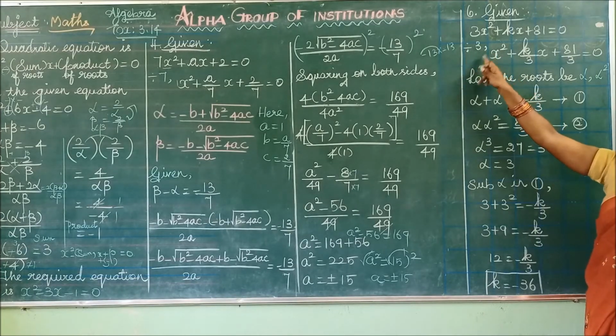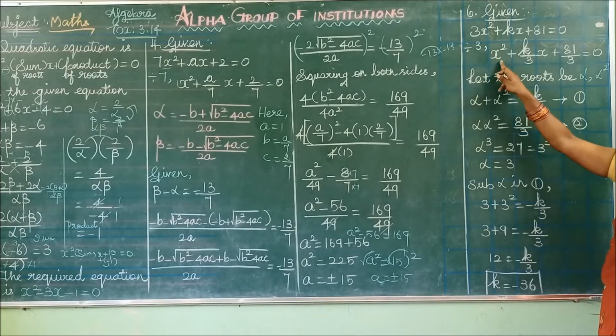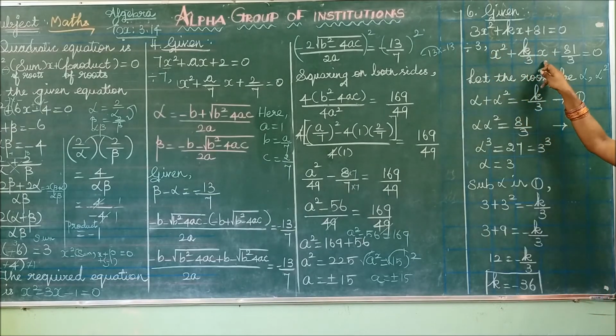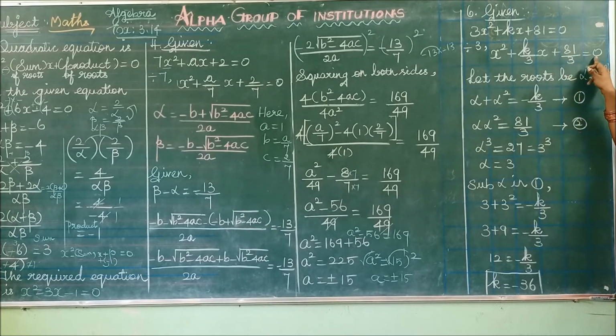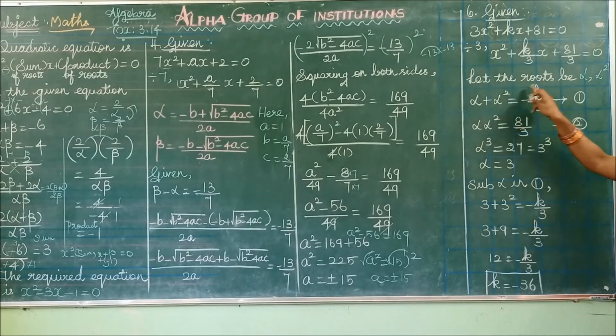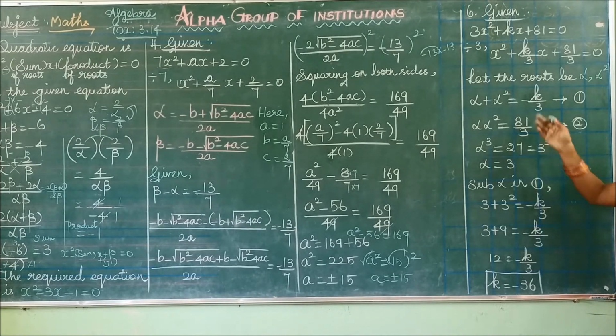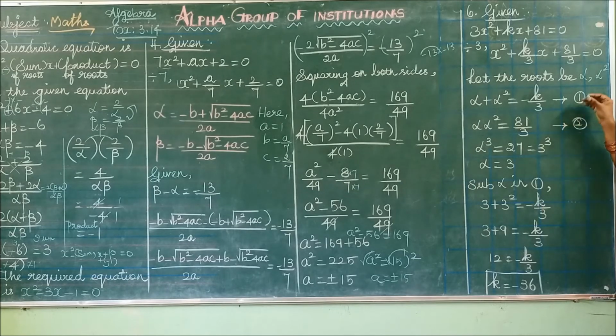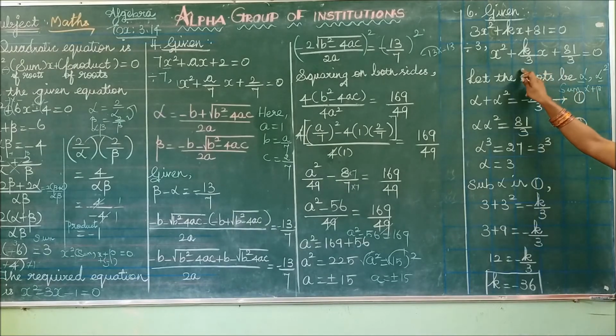So if you divide it with 3, 3 by 3 is 1. x square plus k by 3 into x plus 81 by 3 which is equal to 0. Then let the roots be alpha and alpha square. So you have to sum the roots. What is the sum? Which is alpha plus beta. Here alpha is alpha, beta is alpha square. So you have to apply in this function alpha plus alpha square which is equal to this b value.